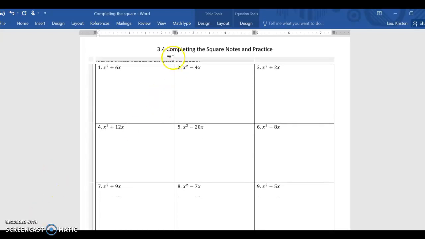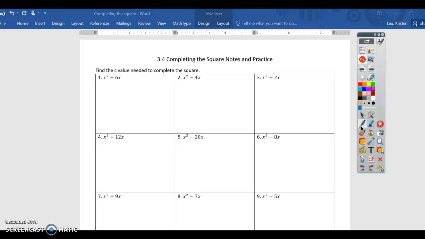So today's lesson is 3.4, completing the square notes, and it'll be our practice. 3.4, completing the squares notes and practice. So in the previous video, we factored by grouping.